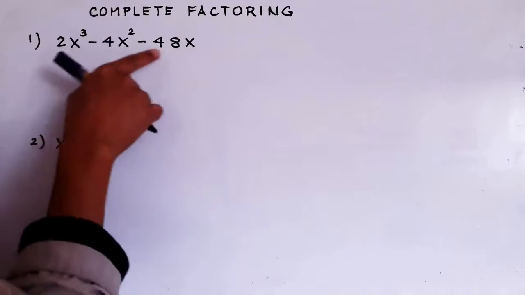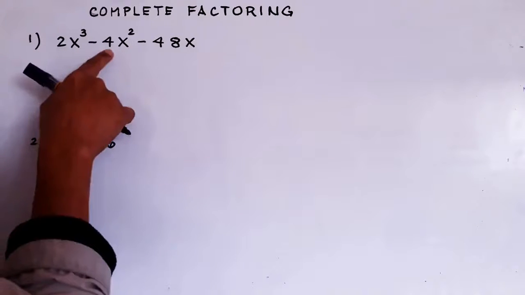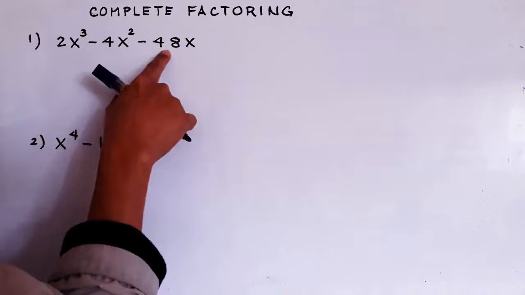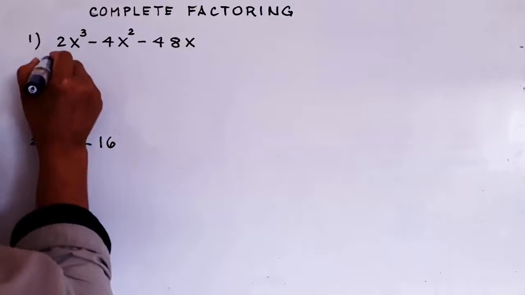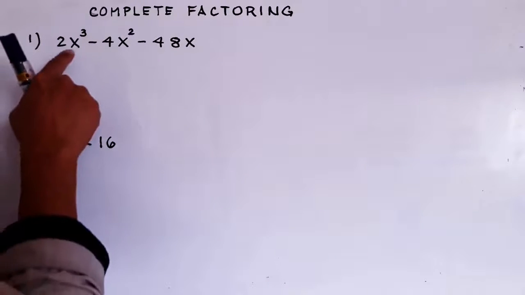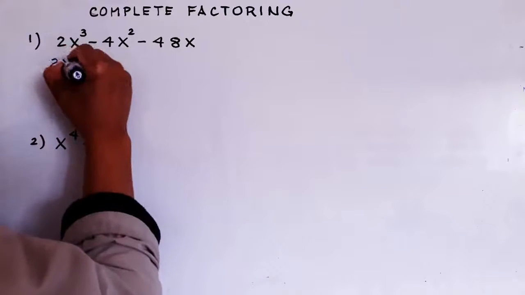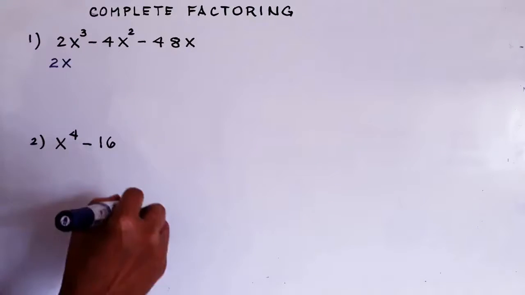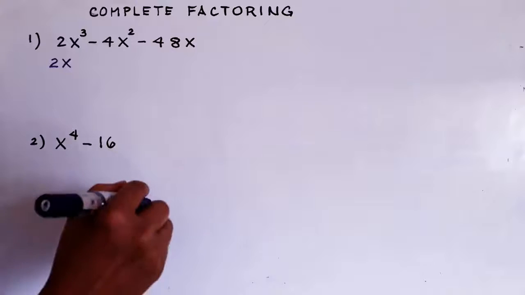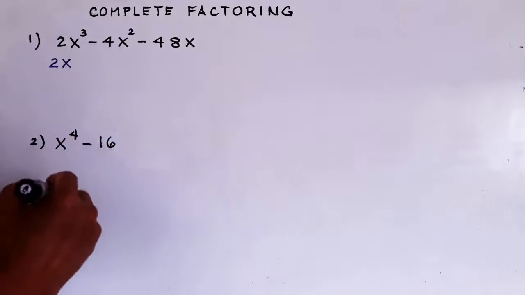Start with the lowest number, 2. So we have 2 here. 4 has a 2 here. 48 has a 2 also. So we remove the 2 here. How about the x? We have an x here: x cubed, x squared, and x. Then we have x here. That is our common monomial factor of this polynomial or trinomial.